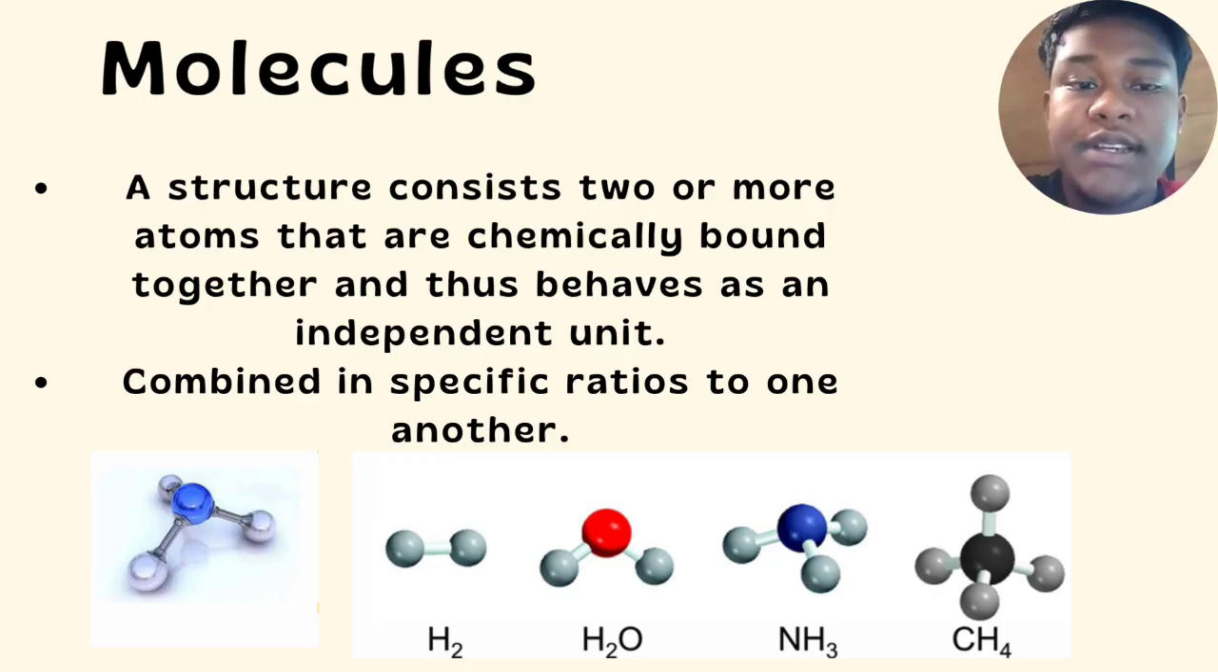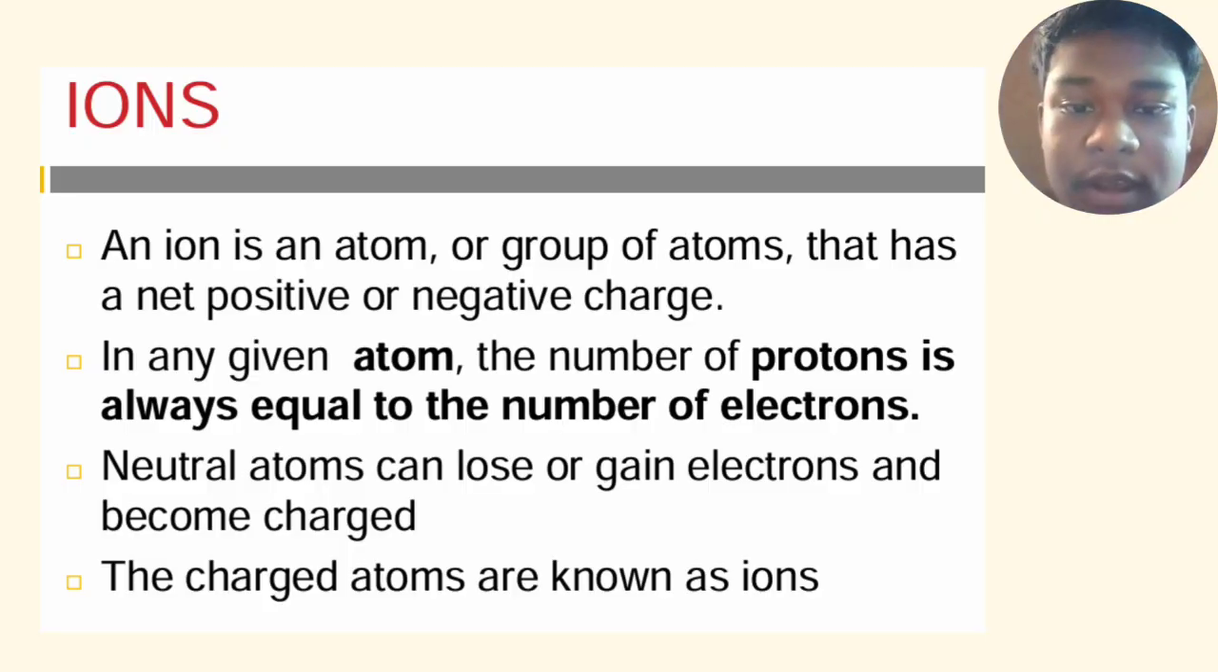A molecule is a structure that consists of two or more atoms that are chemically bound together and thus behave as an independent unit. Each is also combined in specific ratios to one another. An ion is an atom or group of atoms that has a net positive or negative charge. In any given atom, the number of protons is always equal to the number of electrons. Neutral atoms can lose or gain electrons and become charged. The charged atoms are known as ions.